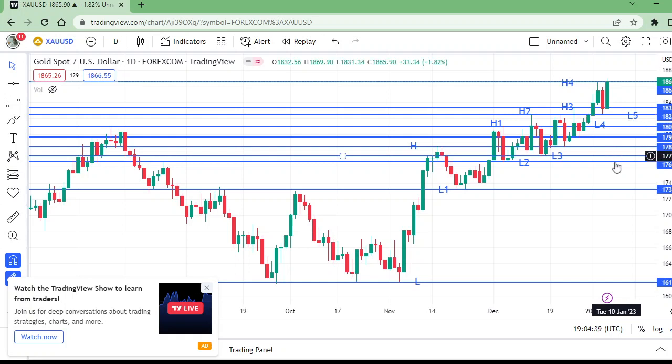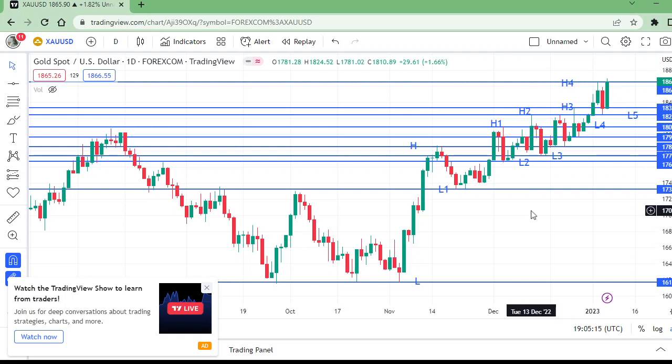Here one thing is noticeable. What was H2, higher high 2, became here higher low 5, means low 5. Okay, now the market is going up for the next high that we will mention as higher high 5, and after L5, the market will go for H5.